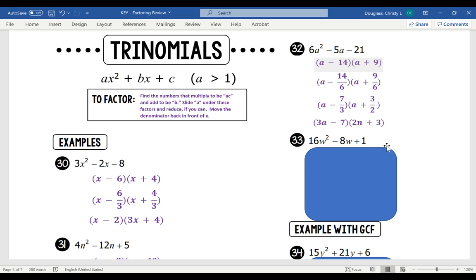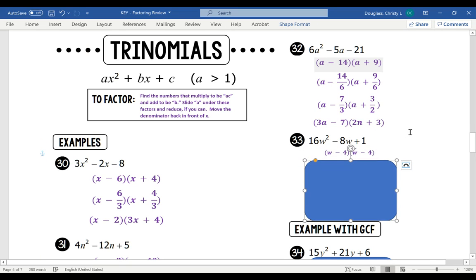Again, I could be very systematic about this. Negative 1 times negative 16 does not add to negative 8. Negative 2 times negative 8 does not add to negative 8. But negative 4 and negative 4 multiply to be positive 16 and add to be negative 8. So I have found my numbers, negative 4 and negative 4. So I'm writing w minus 4 and w minus 4.